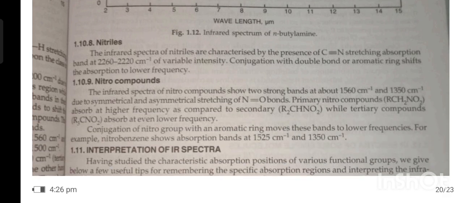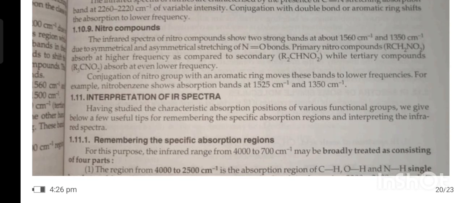Nitro compounds. The infrared spectra of nitro compounds show two strong bands at about 1560 centimeter inverse and 1350 centimeter inverse due to asymmetrical and symmetrical stretching of the NO bond. Primary nitro compounds absorb at higher frequency compared to secondary, while tertiary compounds absorb at even lower frequency. Conjugation of a nitro group with an aromatic ring moves these bands to lower frequency. For example, nitrobenzene shows absorption bands at 1525 and 1350 centimeter inverse.